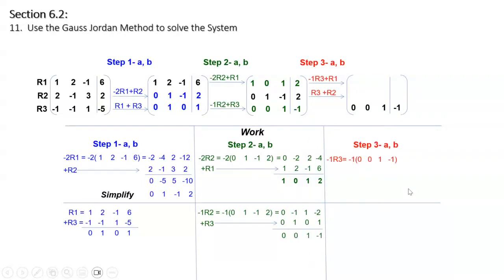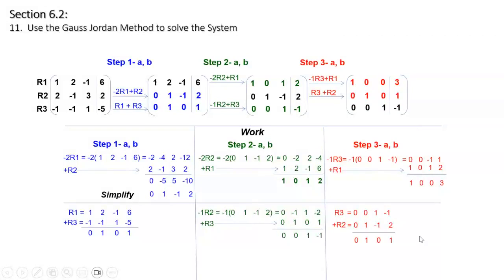And here's my work. So we have -1 row 3 will give us 0, 0, -1, 1, plus row 1. The result will be 1, 0, 0, 3. That's my new row 1. For row 3 plus row 2, it's going to give us 0, 1, 0, 1. That's my new row 2.